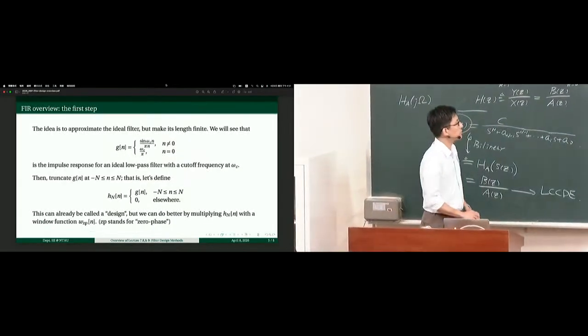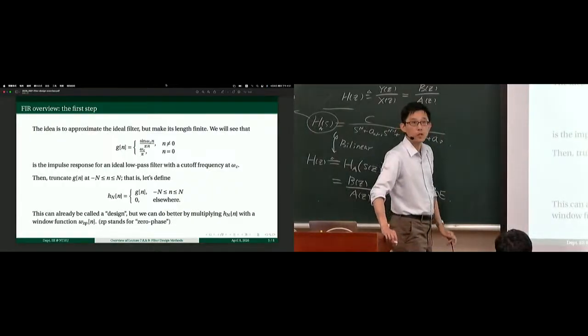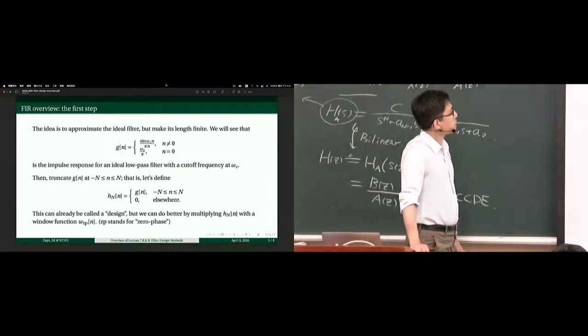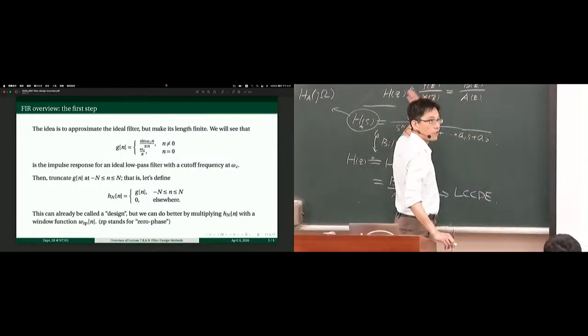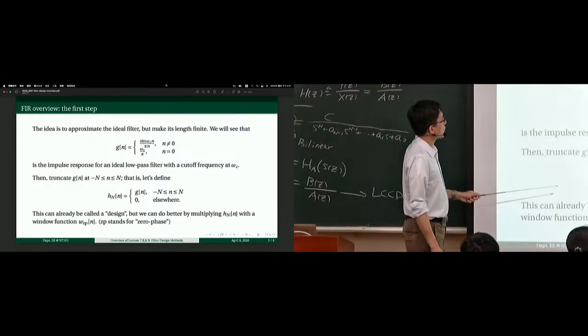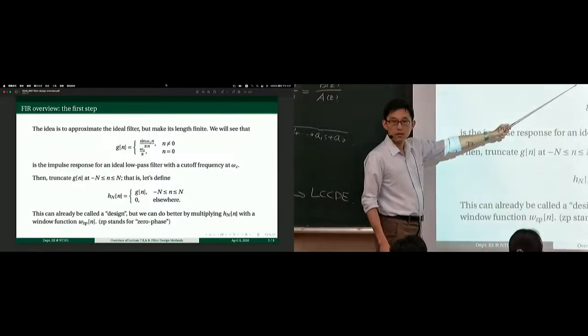So now, the second kind of filter, FIR, finite impulse response. How do we do that? Now the key idea, forget about analog prototype. We were done with IIR, but not FIR. The idea starts from looking at the ideal filter. Okay, look at the ideal filter.